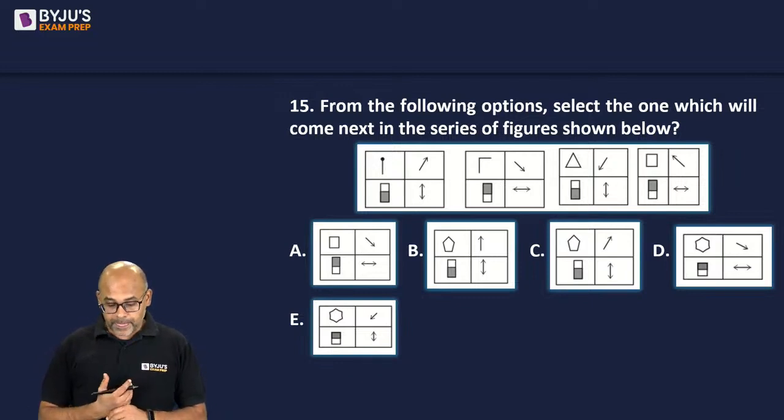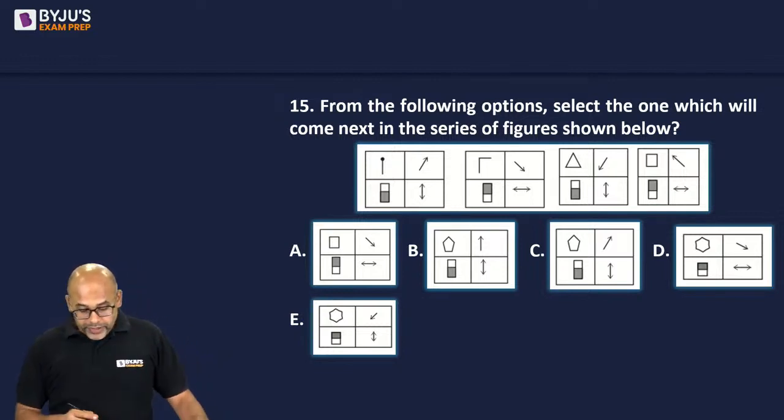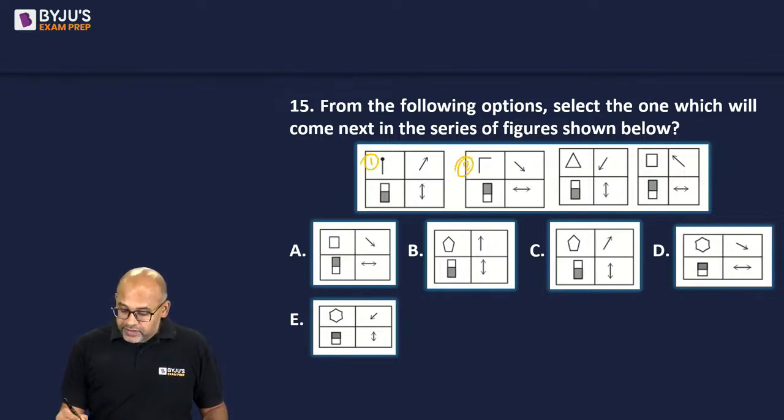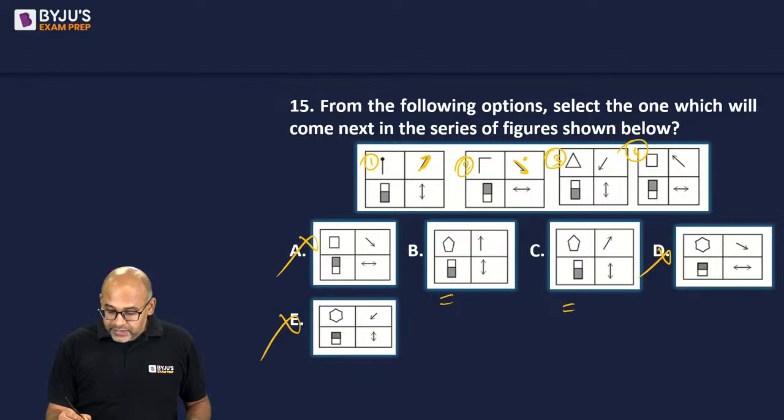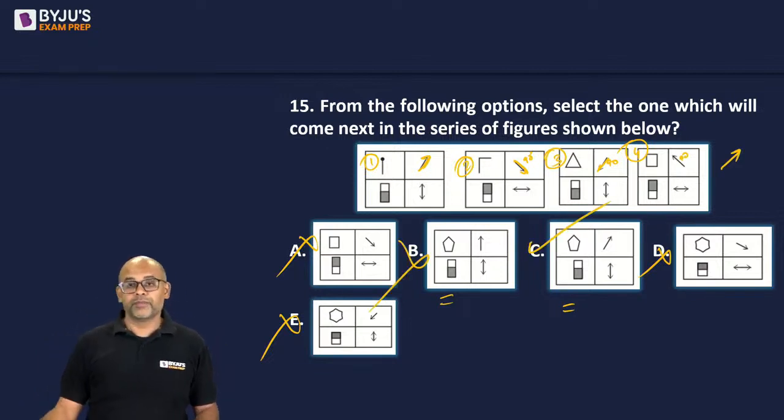What is the answer to this? Very good. So we have one side, two sides, three sides, four sides. So by that logic, I need five sides. So A is gone, E is gone, D is gone. Now between B and C, you have right, then 90 degrees, then 90 degrees, then 90 degrees. So again I need 90 degrees. So 90 degrees will be like this. C is the answer, B is wrong.